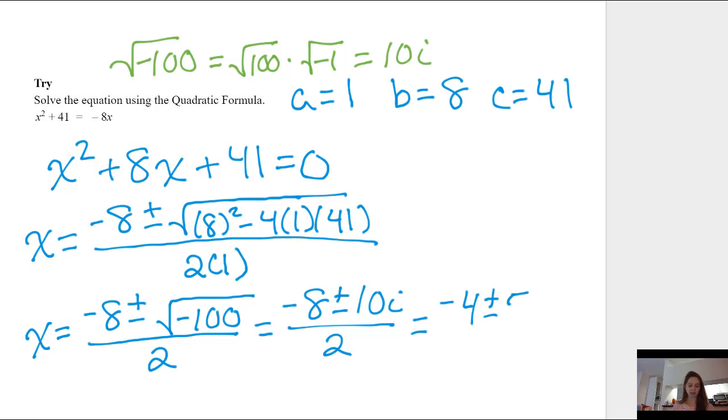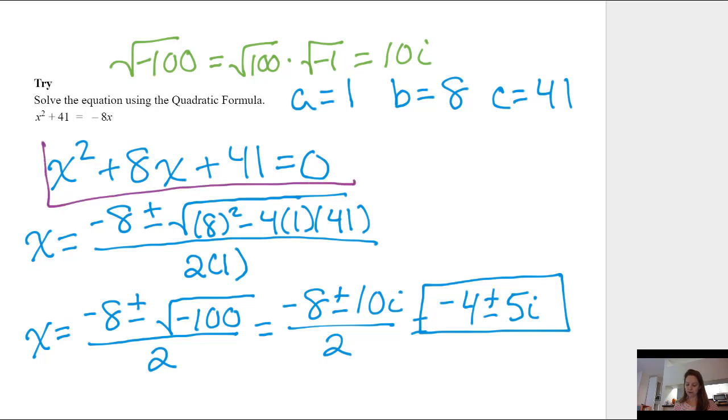If I wanted to double check that this was a reasonable answer, I could graph this equation, right? Change this to y and make sure that the parabola has no x-intercepts.